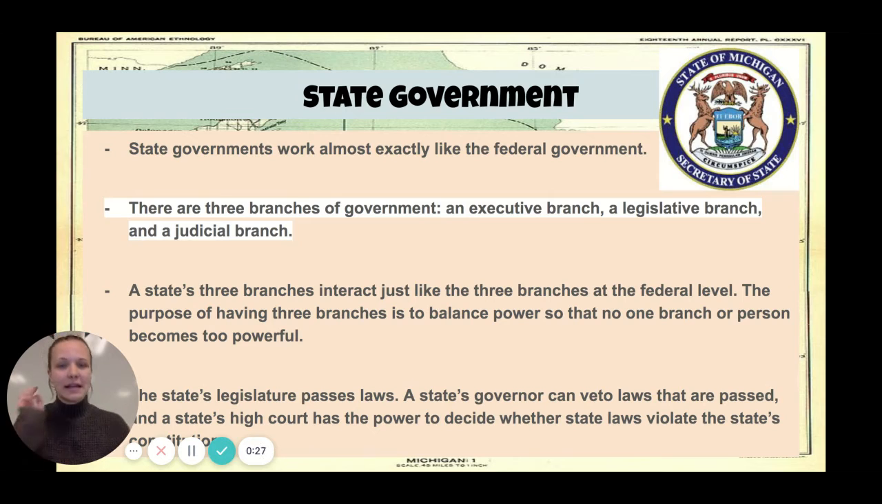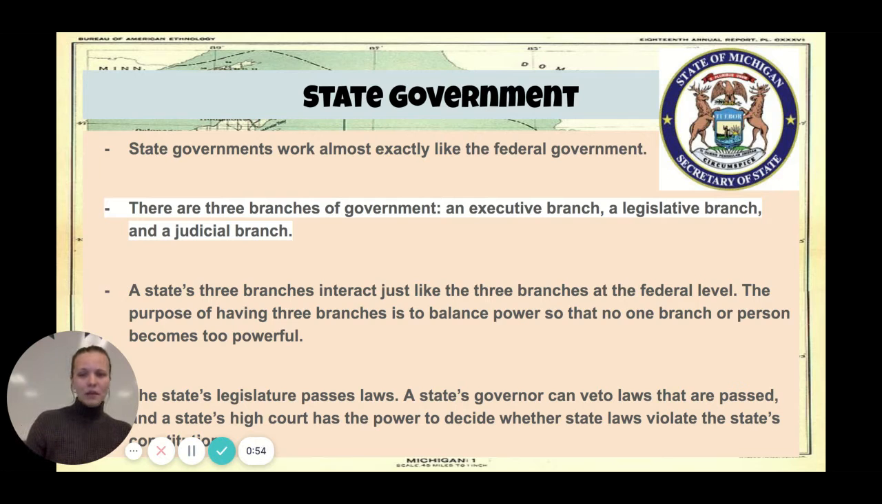So, our first slide is about the state government. This whole lesson is about state government. We learned today that state governments work almost exactly like the federal government. Reminder, the federal government is the government that's above all the state governments. It's the central government that unifies all 50 states. So, this is saying that each state's government works almost exactly like the federal government. How does it work like that?